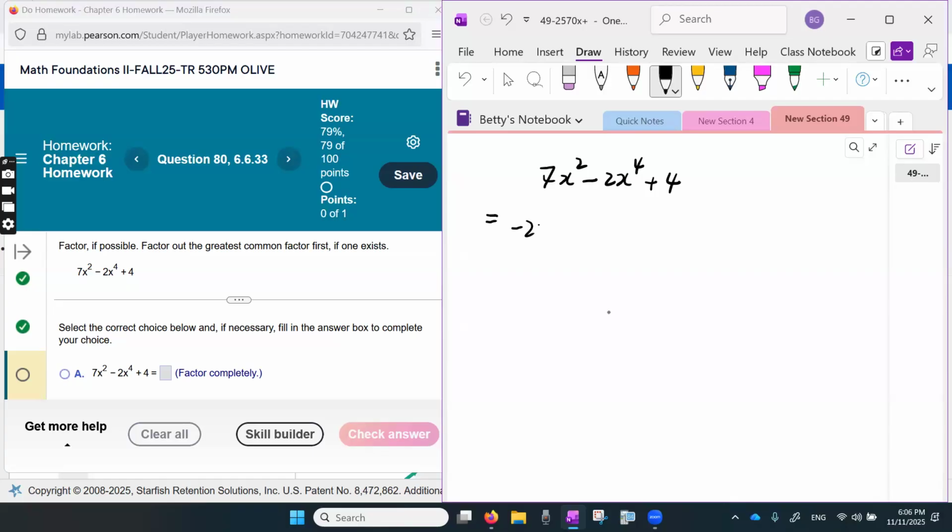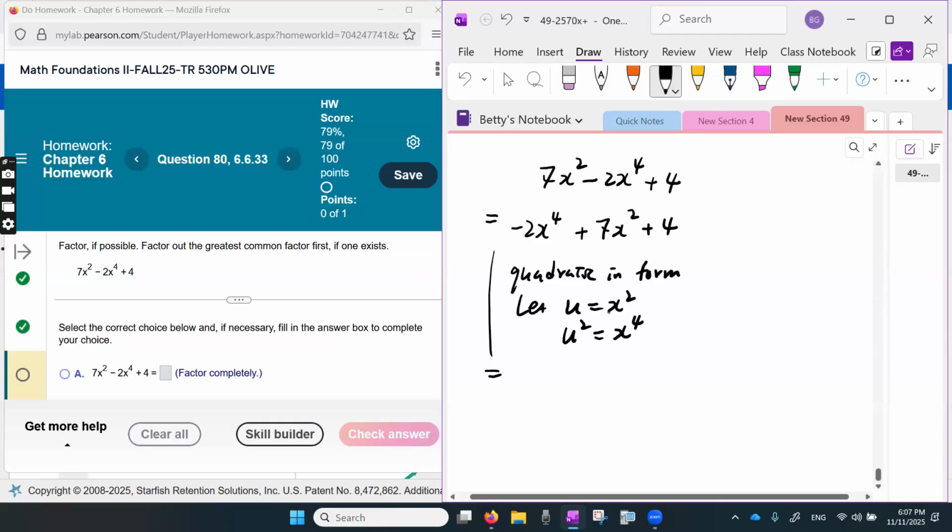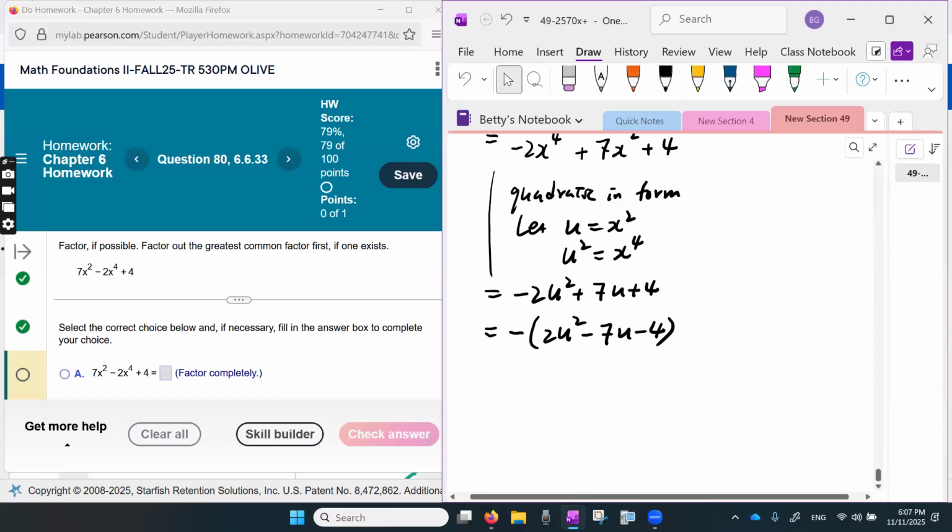So we're going to write negative 2x to the power 4 in the first place, and in the middle 7x squared plus 4. This is a trinomial quadratic in form. If we let u be x squared, then u squared is x to the power 4. Then the original trinomial can be written as negative 2u squared plus 7u plus 4. And then we factor -1 out: 2u squared minus 7u minus 4. Then we can use the slide divide slide method to factor the trinomial in u inside the parentheses.